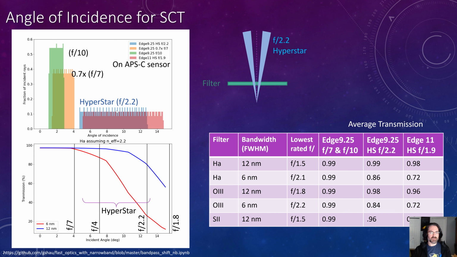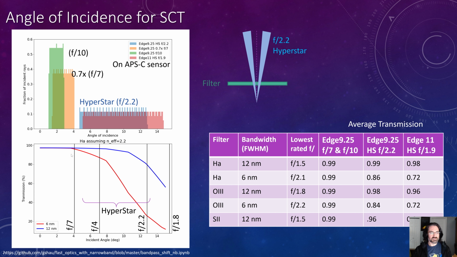So in the case of HyperStar at f2.2, some of those photons are going to be coming in at upwards of about a 13-degree incidence angle. Other photons, depending on where they're reflecting from that primary mirror, may be as low as about 4.5 degrees. So we have this image cone with the central obstruction removed. If we account for this angle with the blue shift, we can look at the resulting transmission that will happen as a function of that incidence angle.